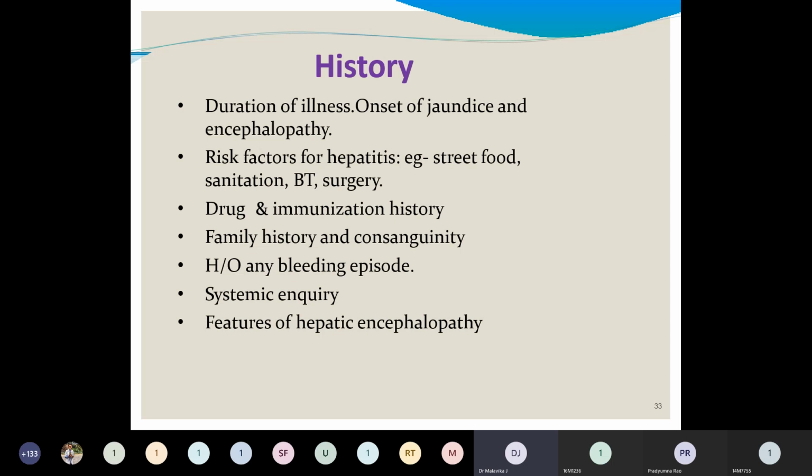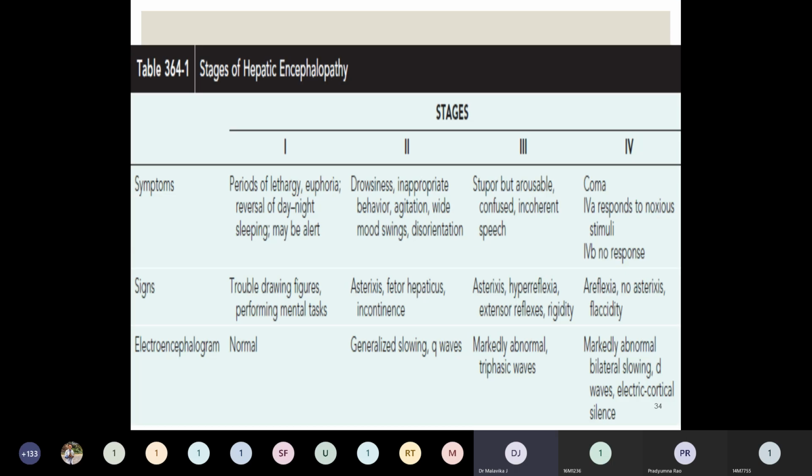Features of any hepatic encephalopathy. So what are the stages of hepatic encephalopathy? So there are 4 stages. It is classified, and you need to divide it into symptoms, signs and EEG pattern. So what are the symptoms in stage 1?